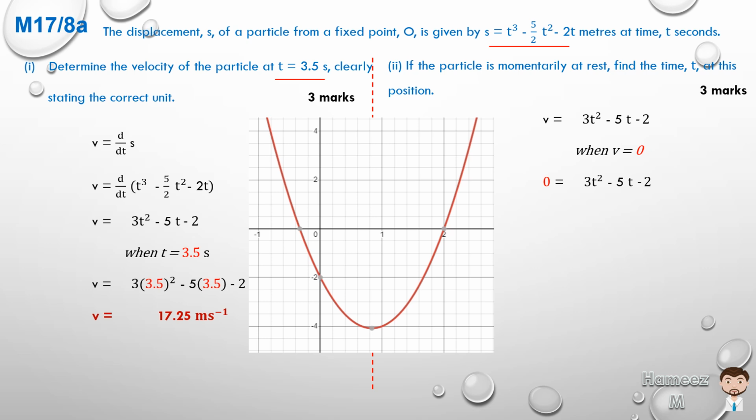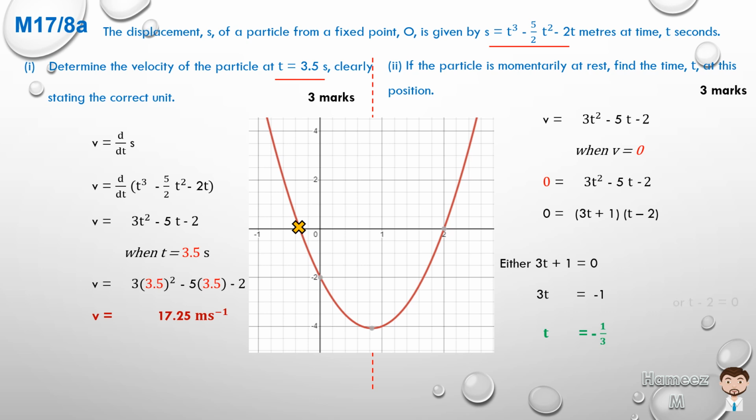So it's quicker for me to factorize, so it will give us (3t plus 1) by (t minus 2). So either 3t plus 1 is equal to 0, so 3t is equal to minus 1. So t is equal to minus 1/3, and we can bring that up to show it on the graph. So at the time minus 1/3 seconds, the velocity is 0. And of course, we can't get negative time, so that value won't work.